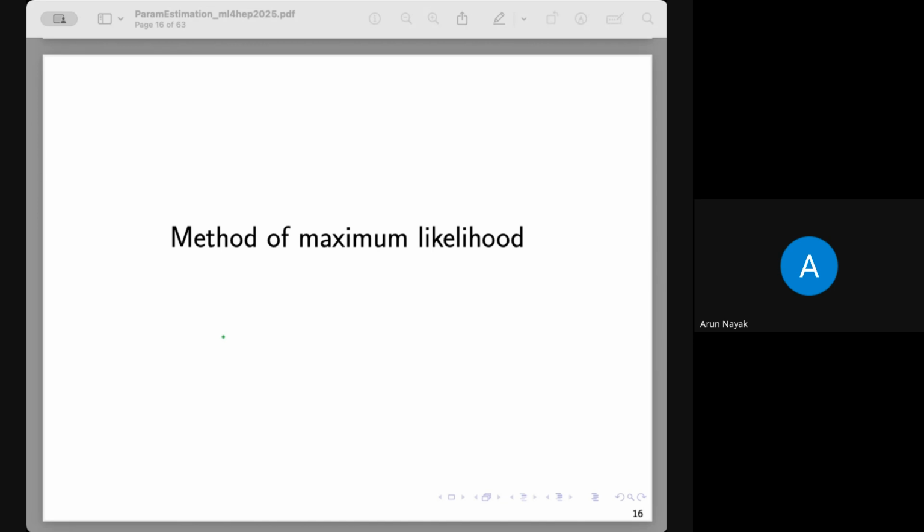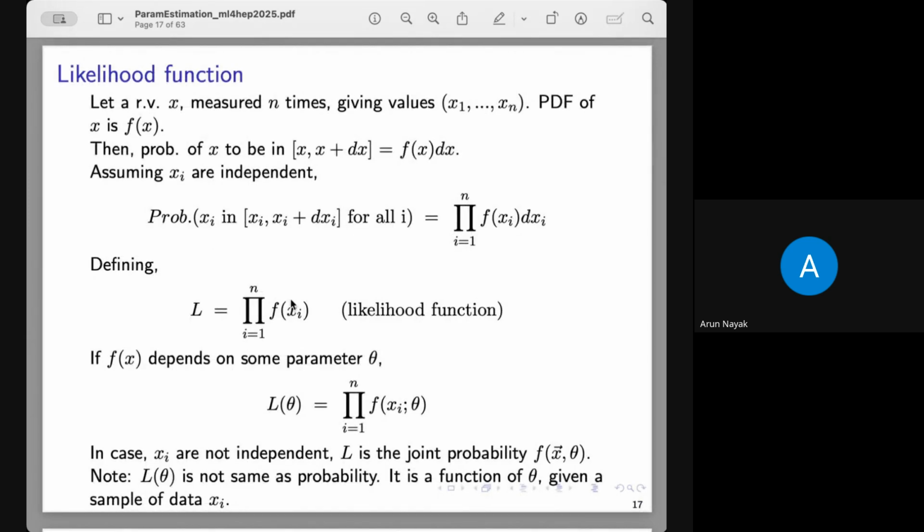So in the last class, we discussed already the method of maximum likelihood. I'll give a brief recap before moving further. What we discussed last time is that if we have a set of events, which we call a sample, we construct a likelihood by making a product of the probabilities for individual events. Okay, that we call likelihood. And if the PDF depends on some parameter theta, we estimate the theta using the maximum likelihood method.